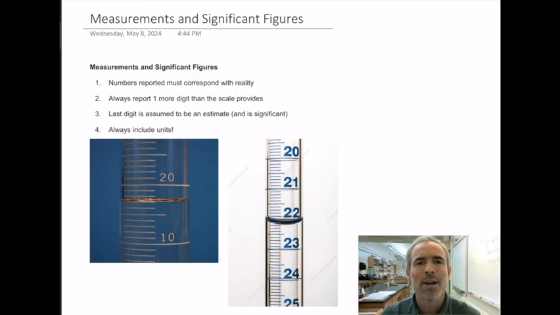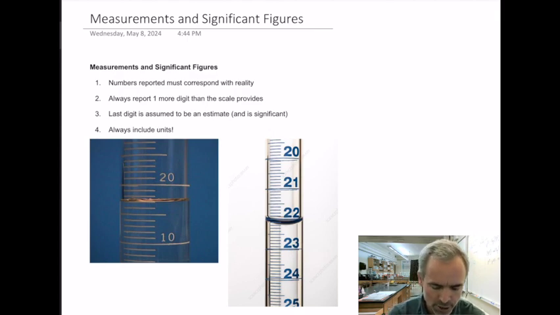All right, let's talk about numbers in chemistry, specifically measurements and significant figures. Now, we want to make sure our numbers correspond to reality. And the way we do that, at least when we're taking a measurement, is we always report one more digit than the scale provides. Scientists assume, whether it's a problem or in the measurement, when you report that last digit, that is an estimate. Okay, it still has significance, it has meaning, as we'll see, but it's an estimate. Okay, and lastly, make sure you have units on your numbers. So let's look at a couple examples.